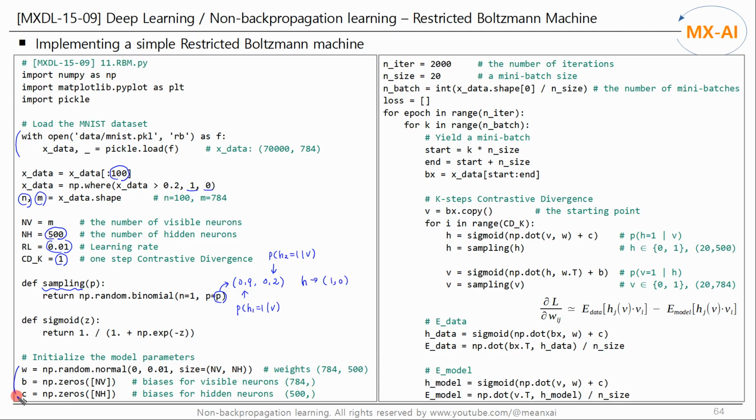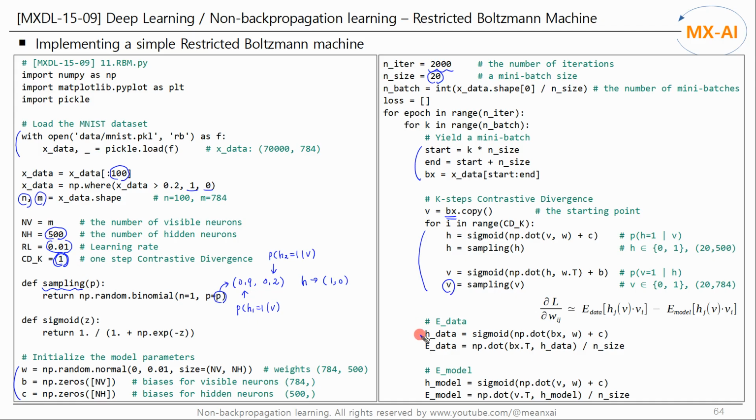Initialize the model parameters. The number of iterations is set to 2000, and the mini batch size of data is set to 20. Yield a mini batch of training data. Starting with this batch of data, we run the k-steps contrastive divergence algorithm. Here, a one-step contrastive divergence is performed, since CDK is set to 1. This gives us V, a reconstructed version of the batch data.